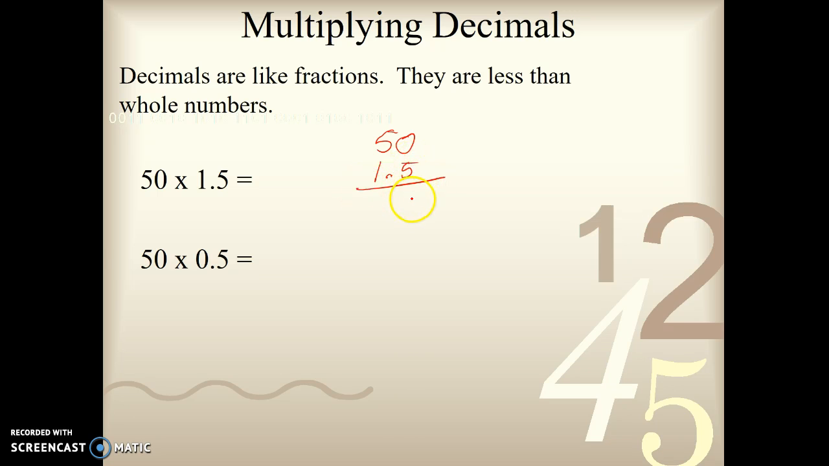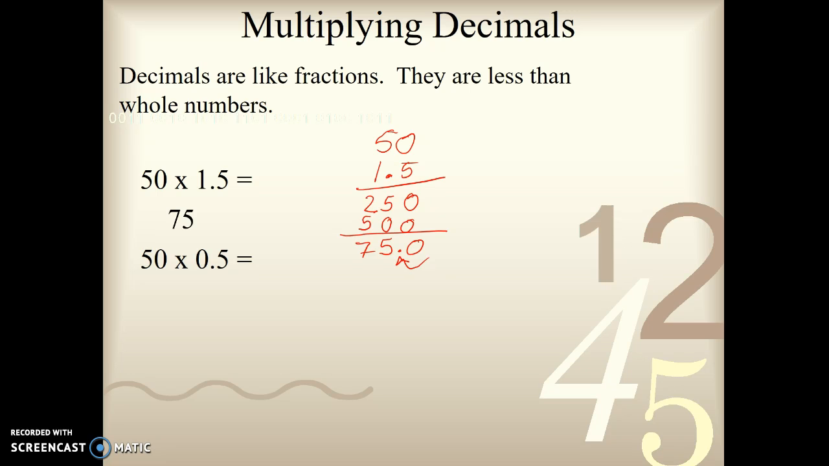5 times 0, starting over here, is 0. 5 times 5 is 25, then add a 0 on the next line for our placeholder. 1 times 0 is 0. 1 times 5 is 5. Let's add those together. And then we have 1 decimal place in our factors, so we're going to have 1 decimal place in our product.